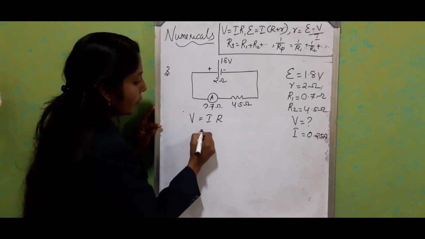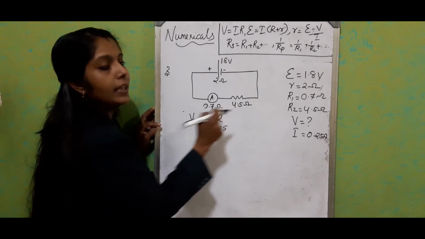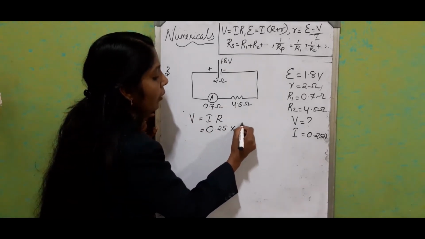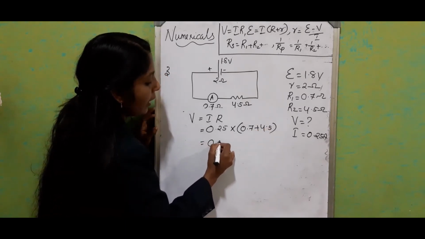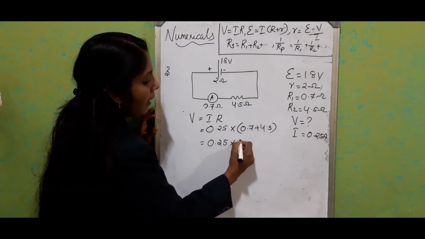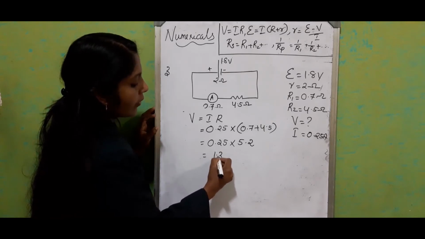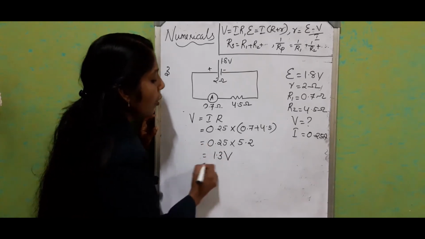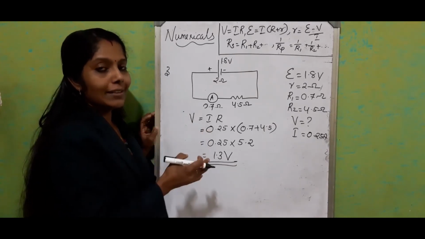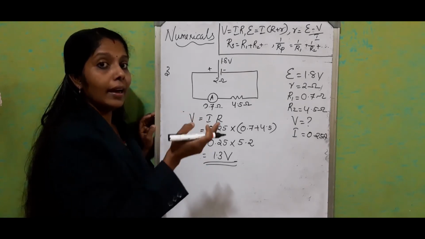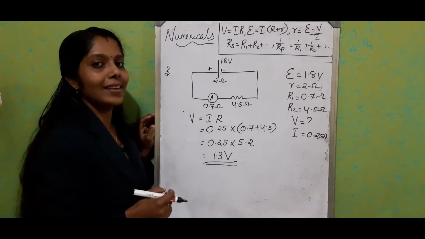So I is 0.25. What is your external resistance? 0.7 plus 4.5, or else we can write it as 0.25 into 5.2. When we multiply it, we will get 1.3, and the unit of potential difference is volt. So this is the way we have to solve for potential difference, current drawn and even for E.M.F. Keep that in your mind. Let's see the next question.